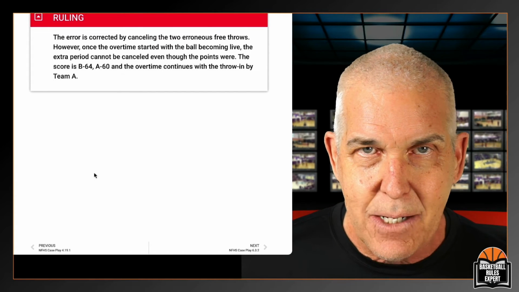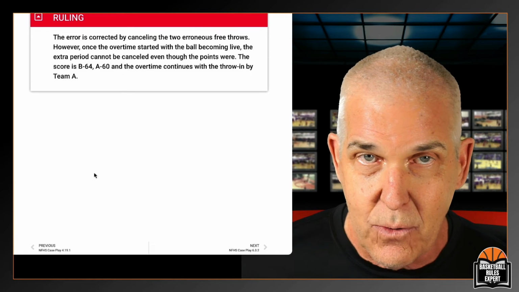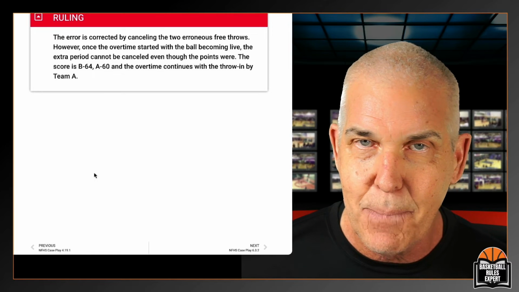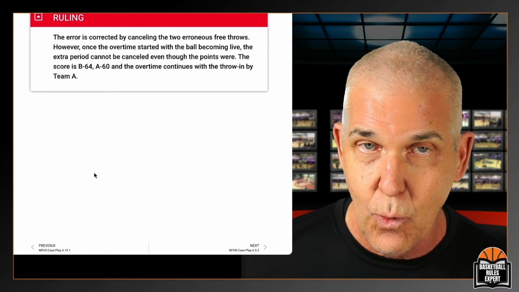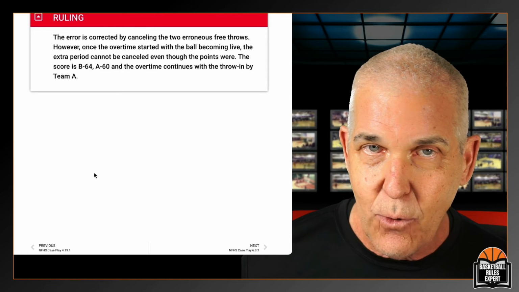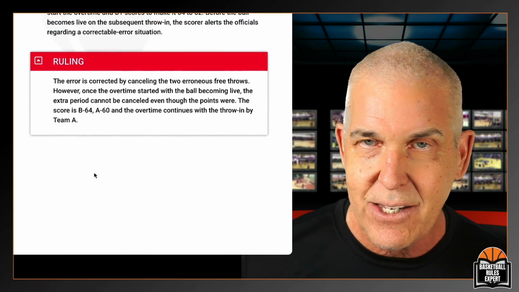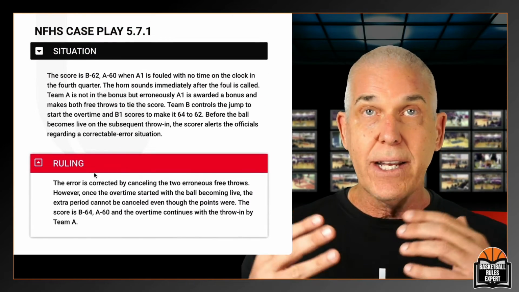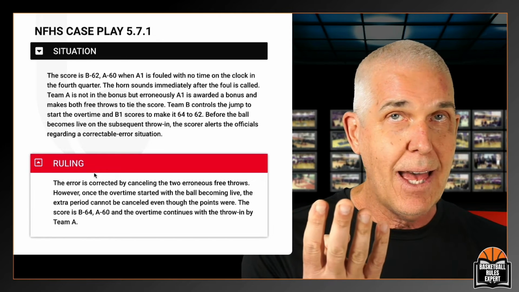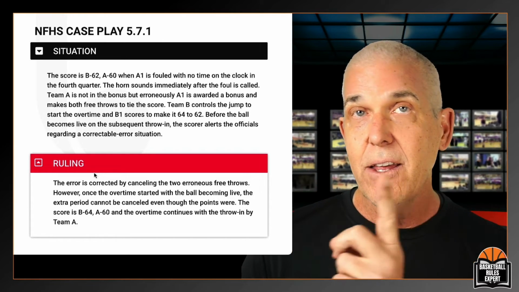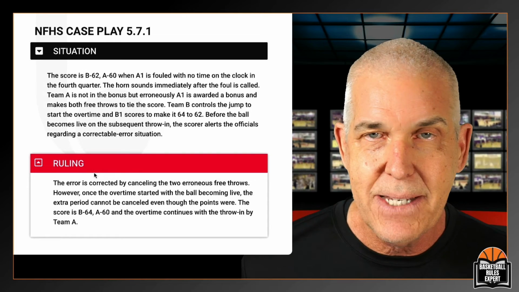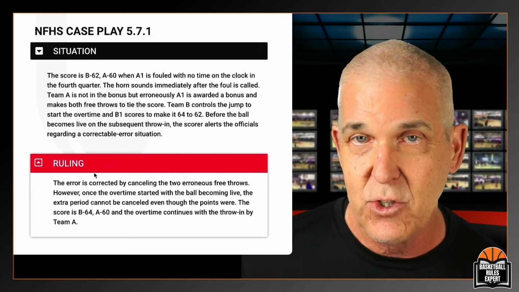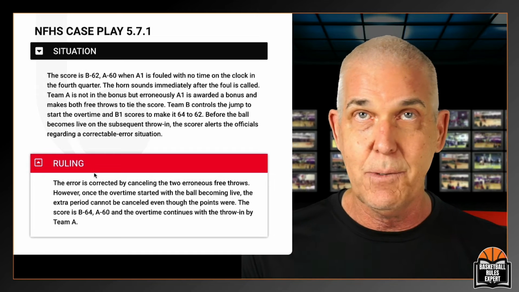The error is corrected by canceling the 2 erroneous free throws. However, once the overtime started, with the ball becoming live, the extra period cannot be canceled even though the points were. The score is 64-60, and the overtime continues with a throw-in by Team A. Right? So, our correctable error time frame: the ball became live in overtime, Team B controlled it, went down, scored, the ball became dead. Before the ball becomes live on the subsequent throw-in, the scorer alerts the officials regarding the correctable error situation.